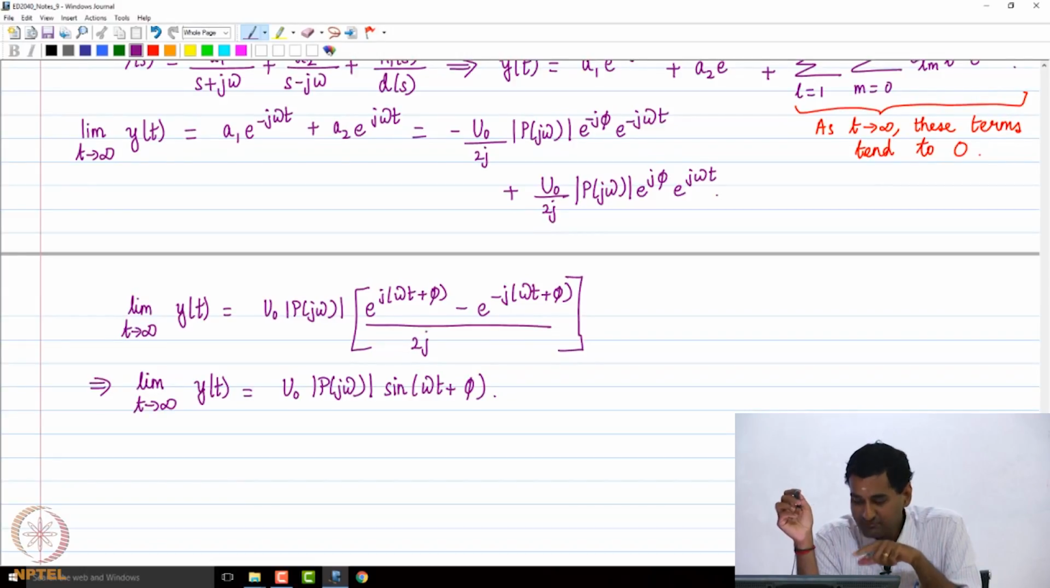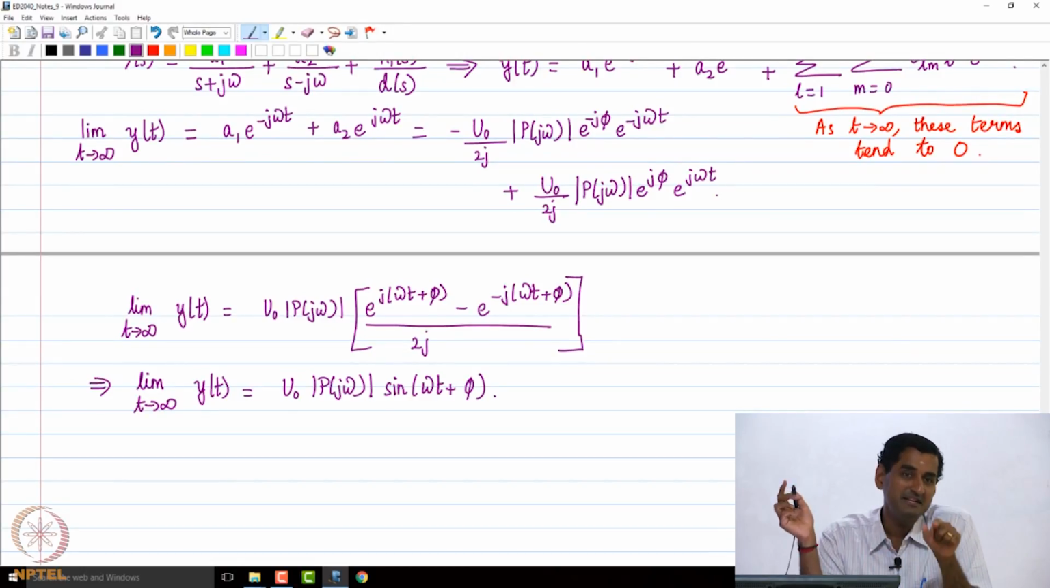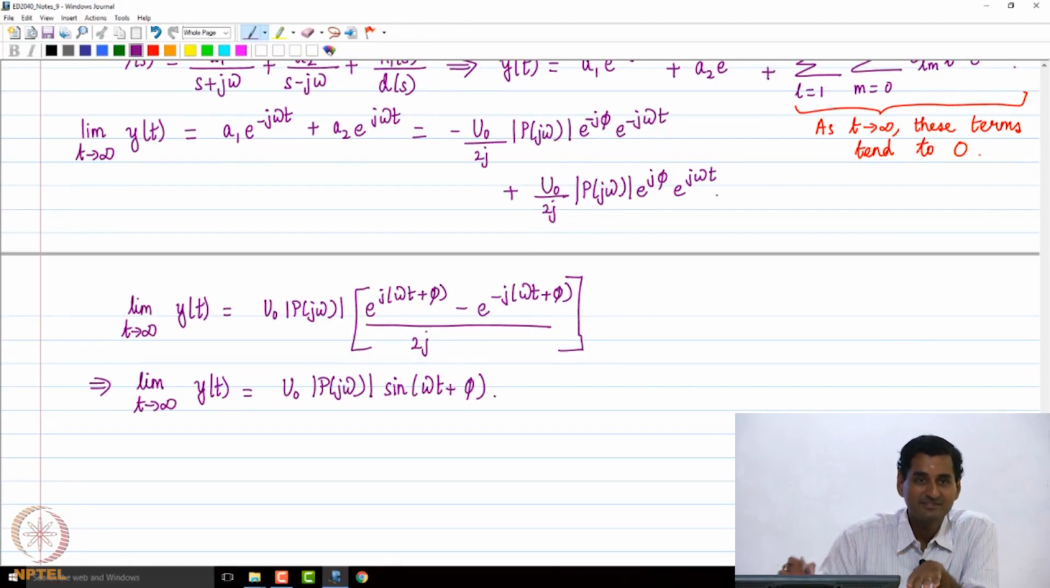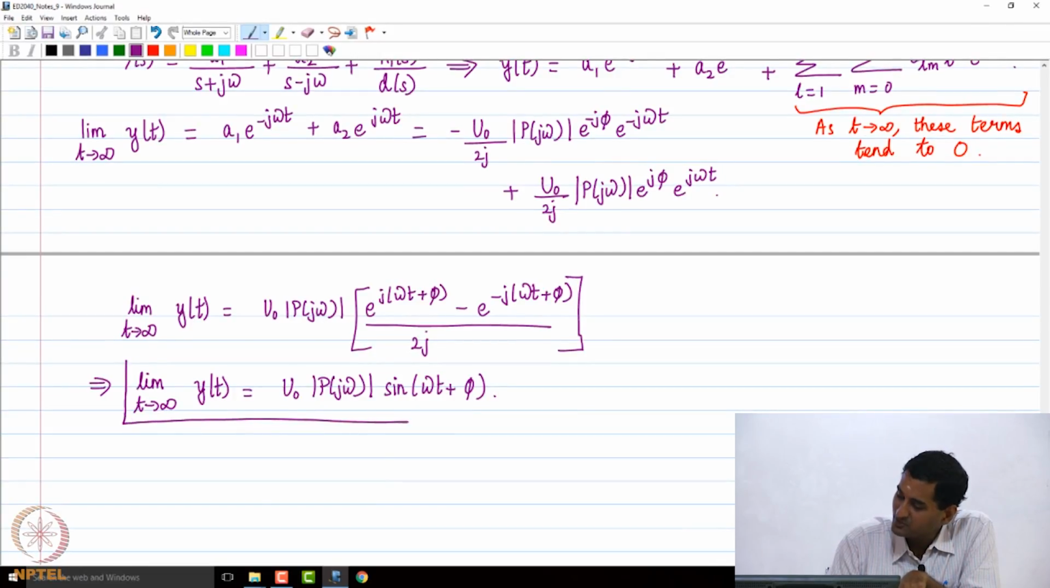But there is an important feature here. It will settle down to a sinusoid of the same frequency as that of the input. Let me discuss those points. So this is the expression for the steady state output.